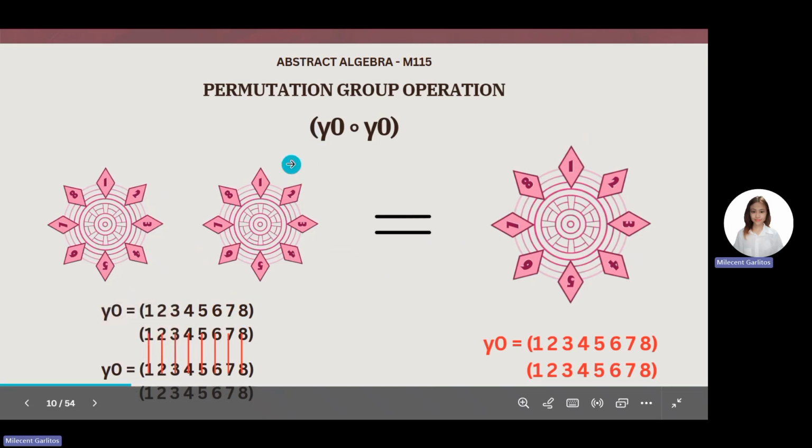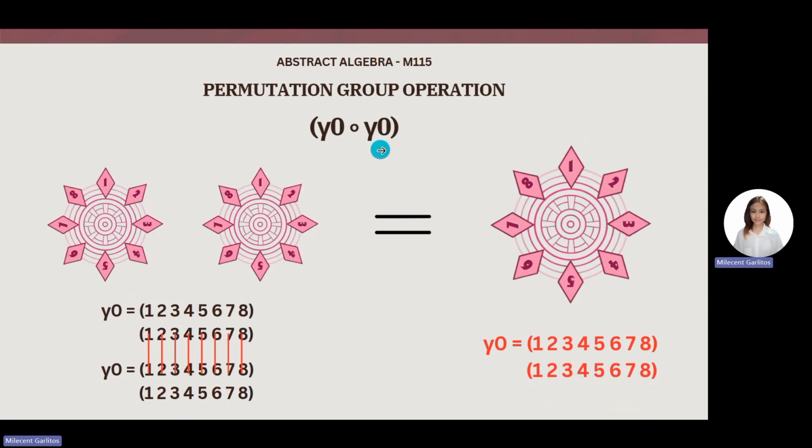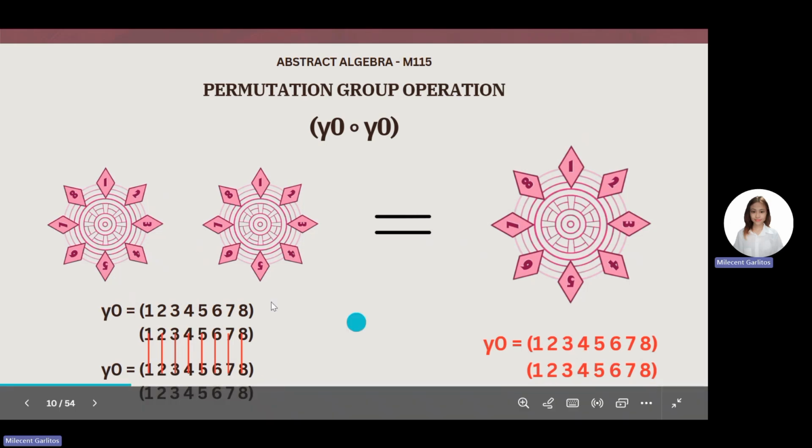Okay, so if we are going to map γ sub 0 to γ sub 0 in permutation group operation, it will still remain as γ sub 0, because we are just going to follow how these lines map to each other. For example, 8. For 8, we are going to find the 8 here below the ones on the above to find what would be the next mapping. So for example, 8, it will still remain 8.